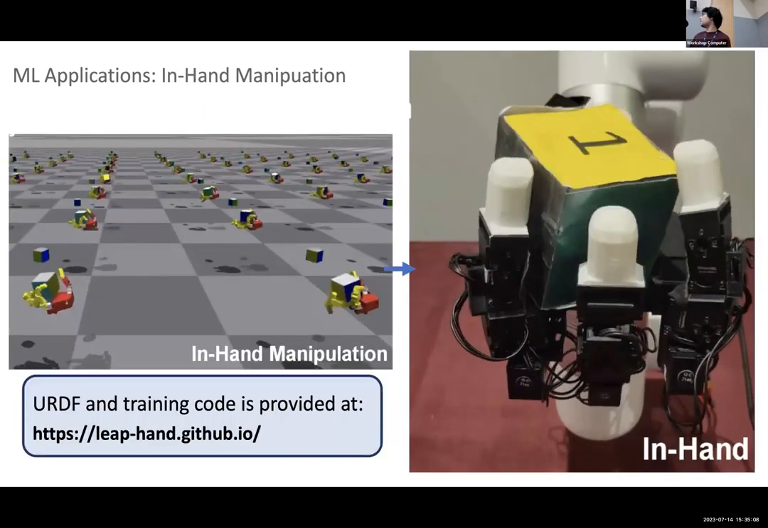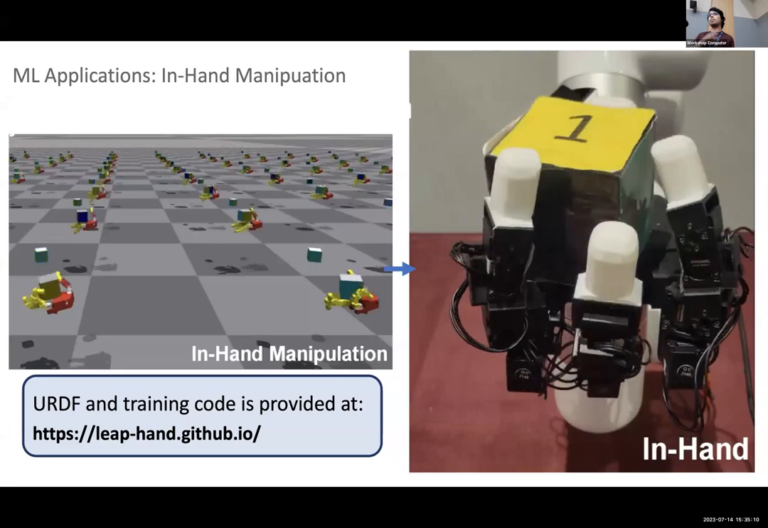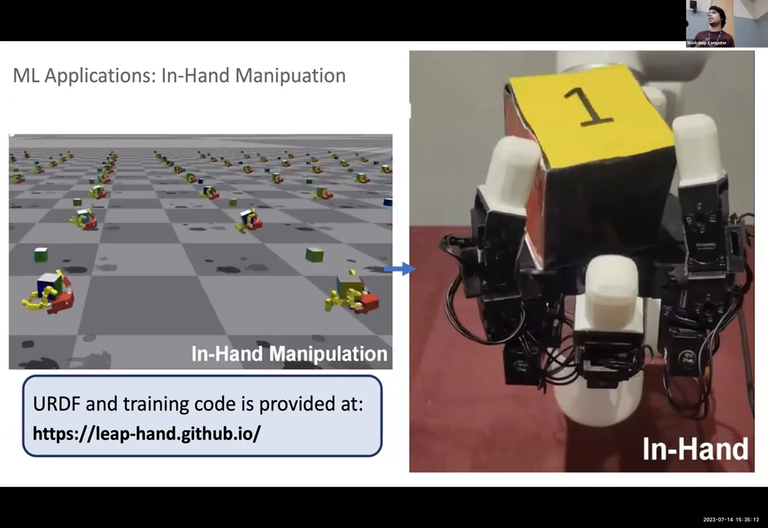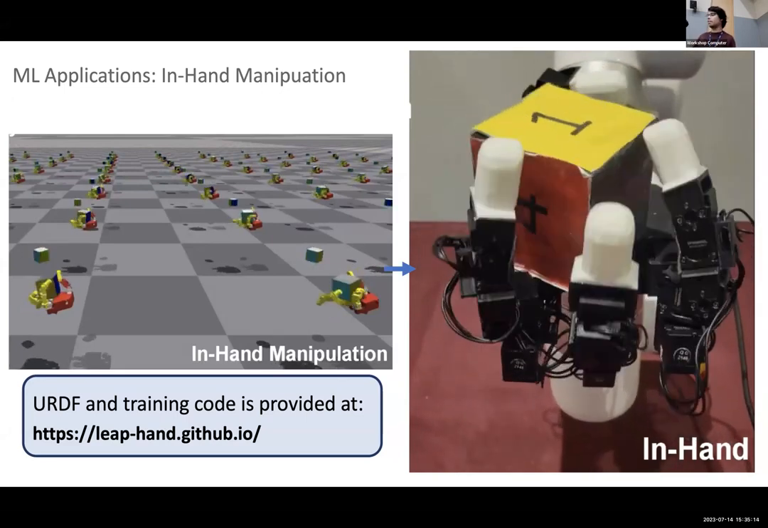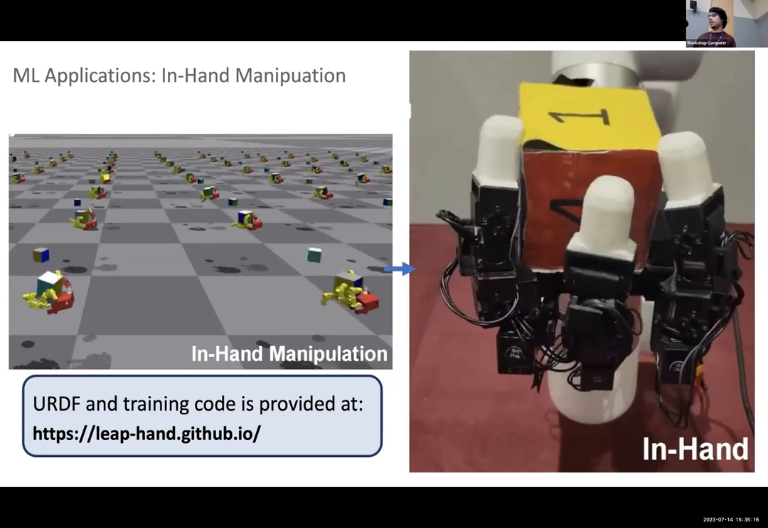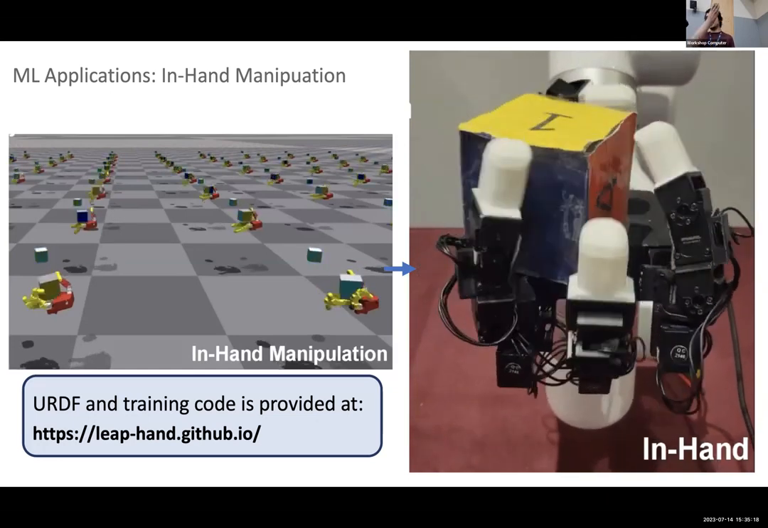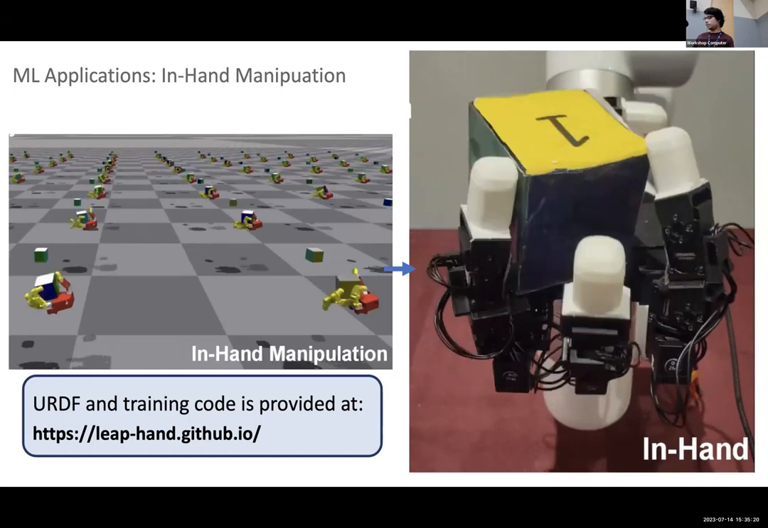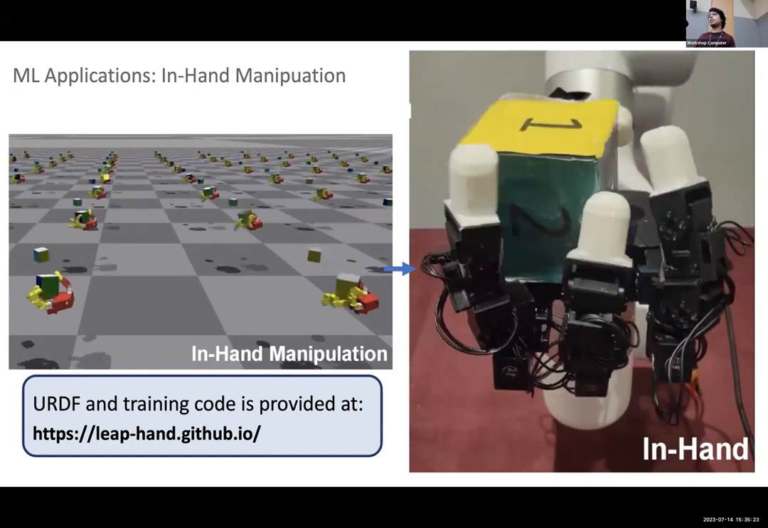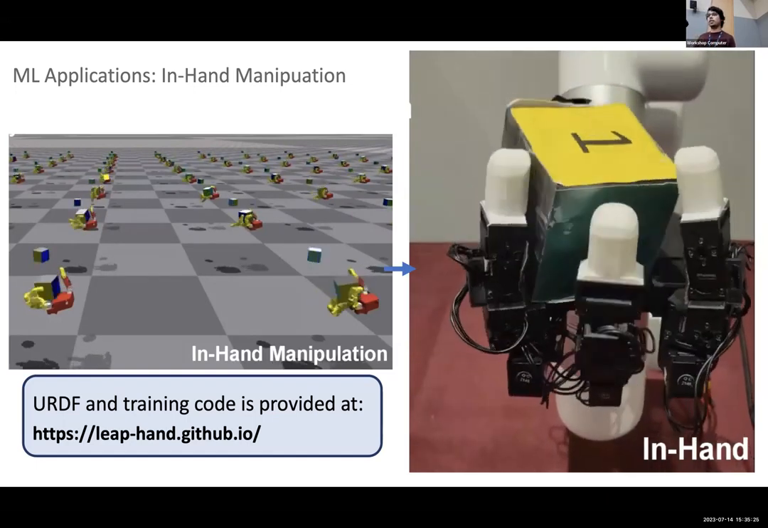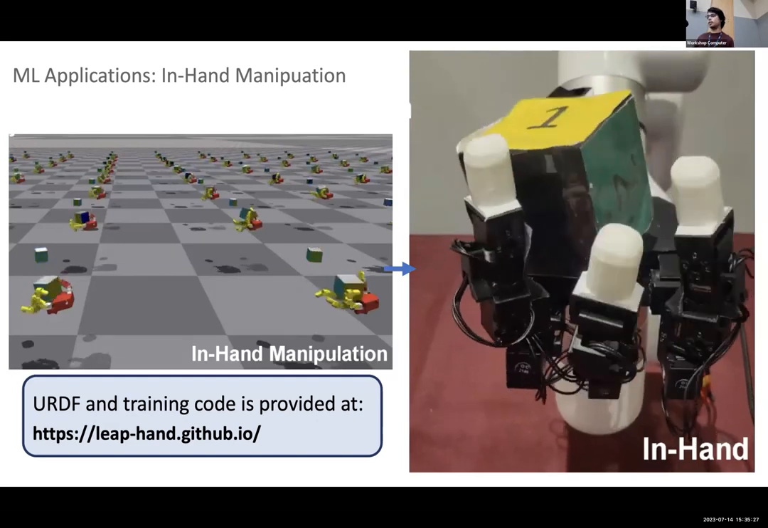Finally, we look at in-hand manipulation. You see on the left, we import the URDF of Leap Hand into Isaac Gym. We train RL policies for in-hand manipulation. And then you see on the right, we do this in the real world. We'll actually have that demo working here today. This means that the URDF is faithful to the real robot hand, and you can use it for training sim policies and then transferring to the real world.